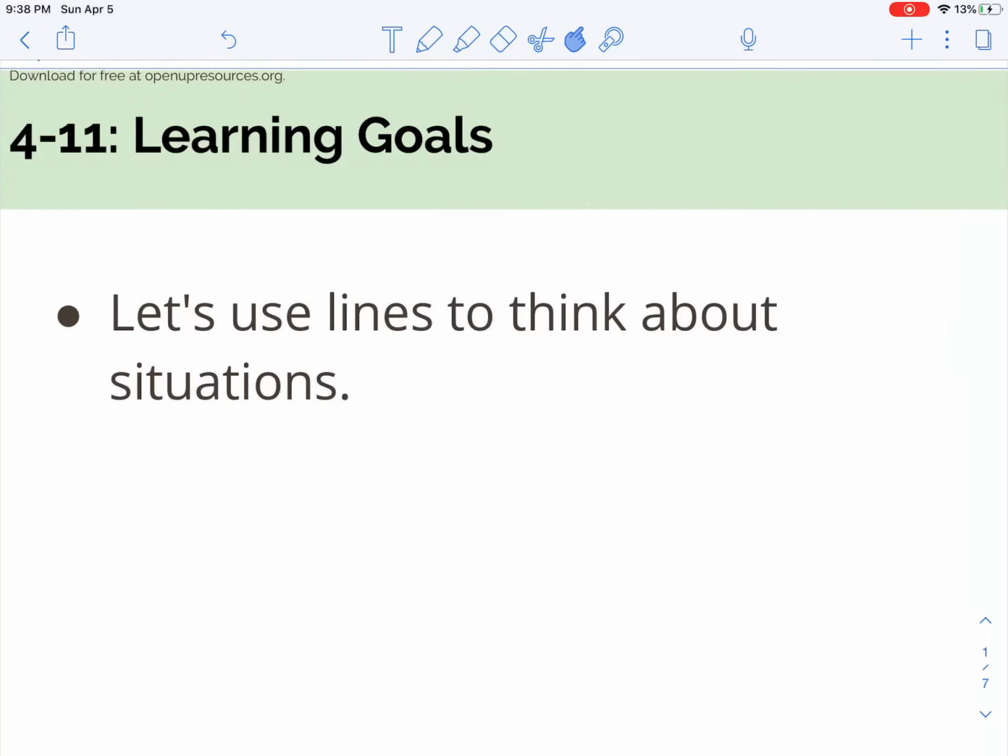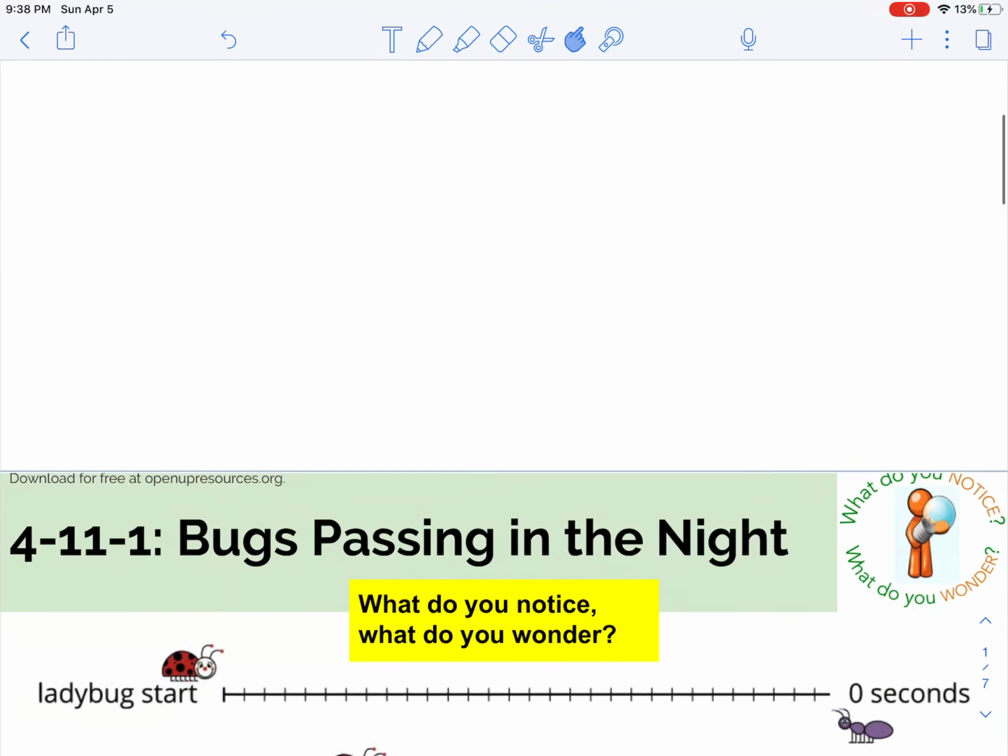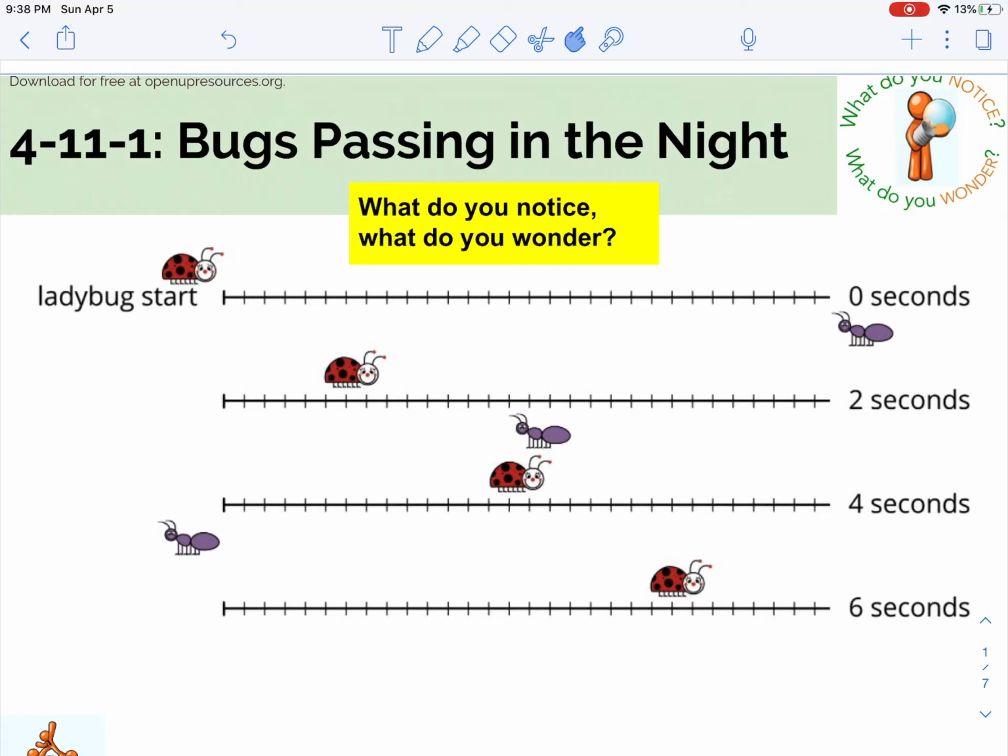All right, welcome to lesson 11. We're going to be using lines to think about situations, which just means doing word problems that include lines. The first question is your warm-up, and it says, what do you notice?